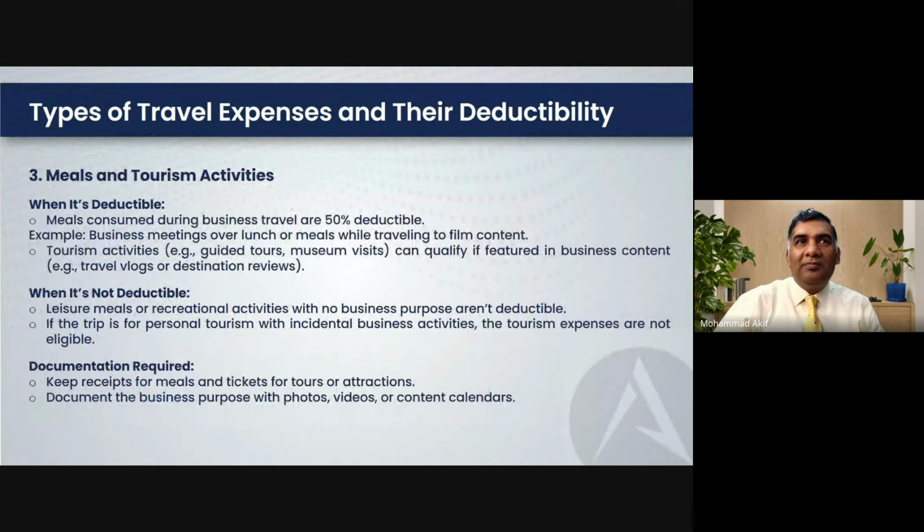Number three, meals. Make sure you understand, meals only, not entertainment. Meals are deductible for business purposes at 50%. Lunch, breakfast, dinner are all deductible when it comes to travel expenses. What is not deductible is leisure meals or recreational activities with no business purpose.